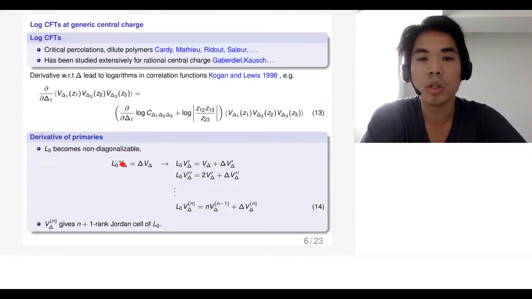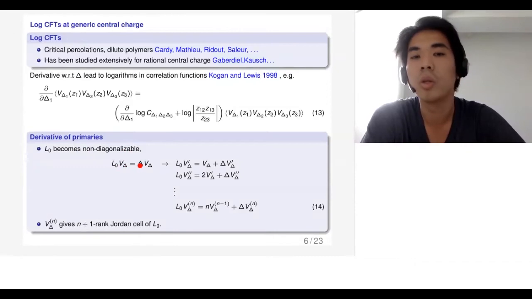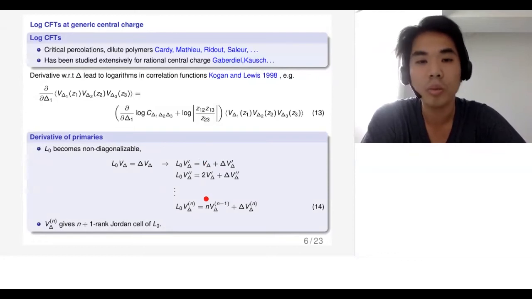For instance, if we have this eigen equation, and then take a derivative with respect to delta here, I obtain some stuff from which you can see that L0 is no longer diagonalizable, or more precisely, they have Jordan cell structure. And when you have a derivative of order n here, you would have an n+1 rank Jordan cell.